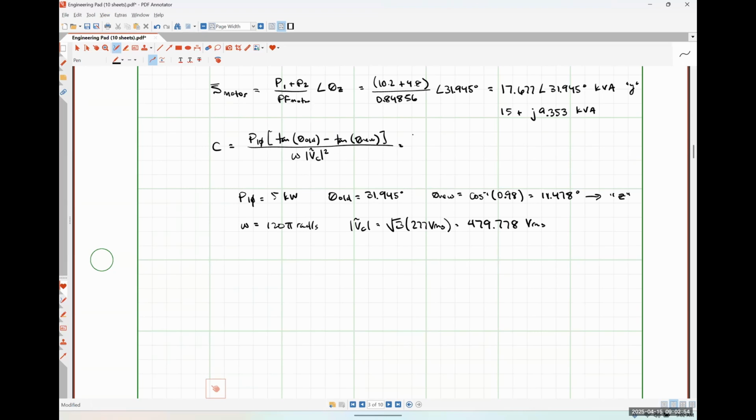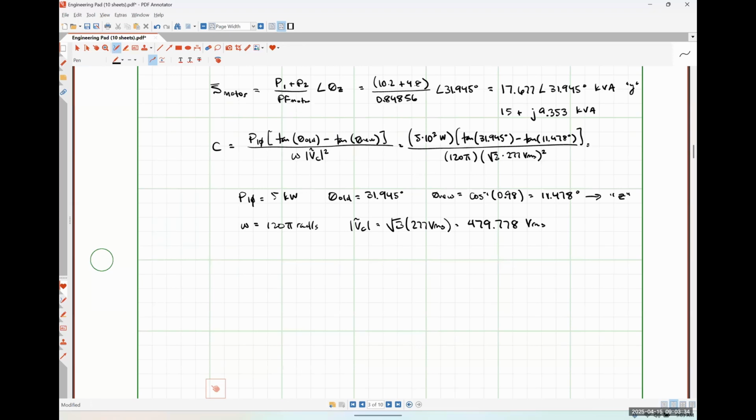And now I have all of the parts to put into my constituent equation, right? So that's going to look like 5 times 10 to the 3 watts, tangent of 31.945 degrees minus the tangent of 11.478 degrees, all over 120 pi times, I'm just going to leave this as root 3 times 277 volts RMS, square the whole thing.